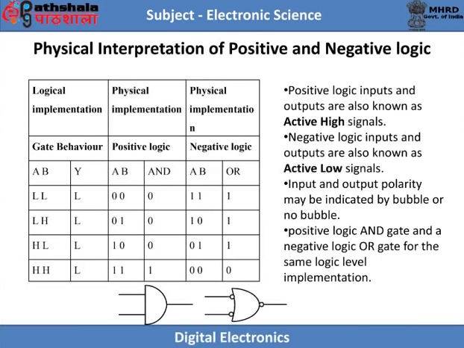Positive logic inputs and outputs are also known as active high signals. Negative logic inputs and outputs are also known as active low signals. Input and output polarity may be indicated by bubble or no bubble. The figure indicates two different implementations, namely a positive logic AND gate and a negative logic OR gate, for the same logic level implementation.